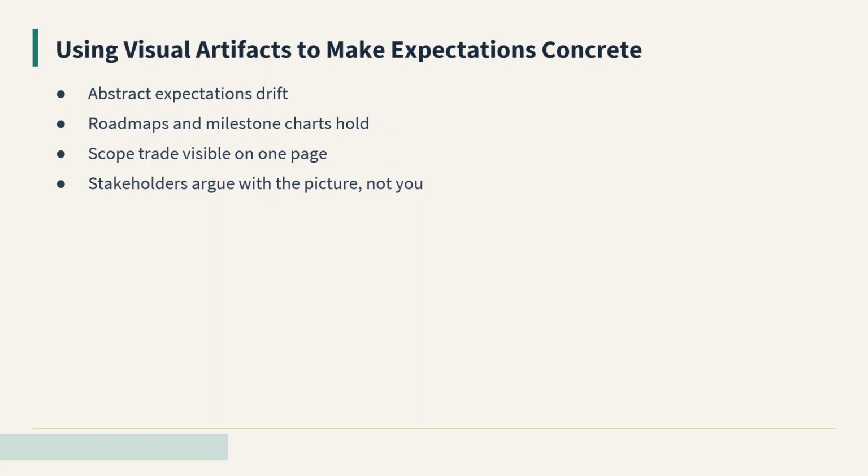20. Abstract expectations drift. Concrete expectations hold. Use visual tools such as roadmaps, milestone charts, and dependency diagrams to make what you have committed to tangible and shared. When a stakeholder requests a scope addition, pointing to the roadmap and asking which of these items should move to accommodate your request makes the trade-off immediate and visual. They are no longer arguing with you. They are arguing with a picture, which is far easier for everyone.